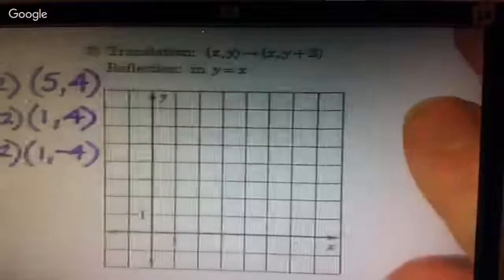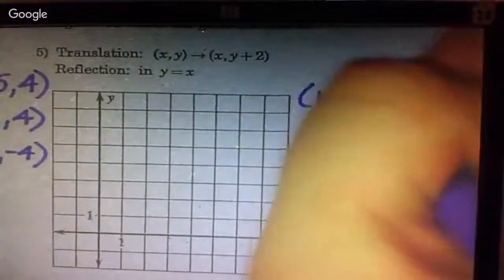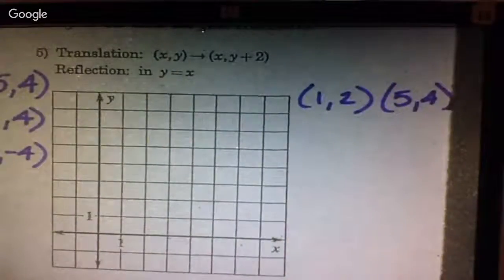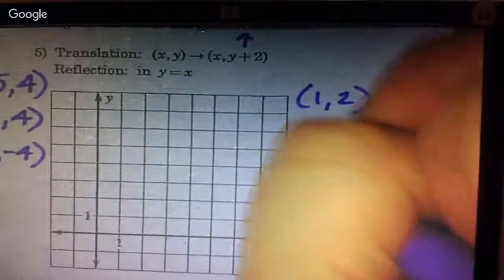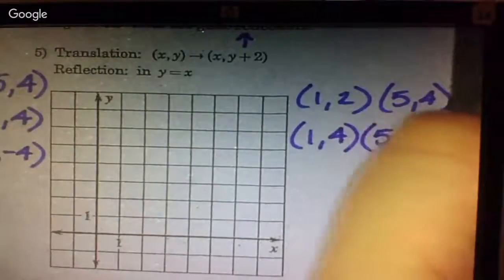All right. Scoot on over to number 5. We're going back to our original points. So 1, 2, 5, 4. First step. How am I moving? Up by 2. So we're adding 2 to my y's. So 1, 4, good. And 5, 6.